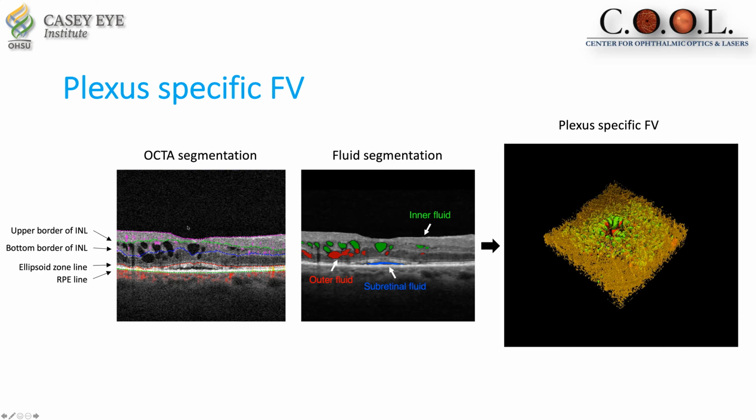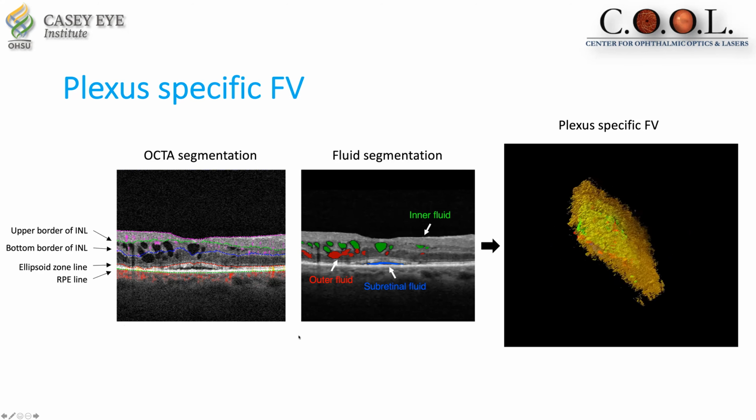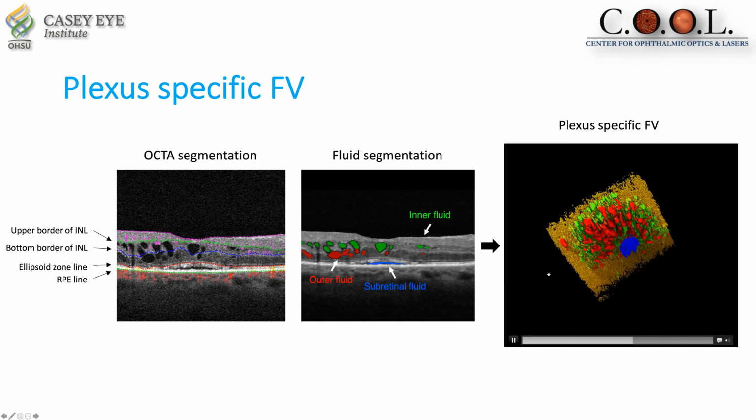As you can see in the left image and the middle image, we define the inner fluid volume as the fluids between the upper and the bottom border of INL, and the outer fluid volume as the fluids between the bottom border of INL and the ellipsoid zone line. And subretinal fluid is defined as the fluids between the ellipsoid zone line and the retinal pigment epithelium. All 304 OCT images are merged and output as volume rendering OCTA. As you can see, three-dimensional fluids are visualized.